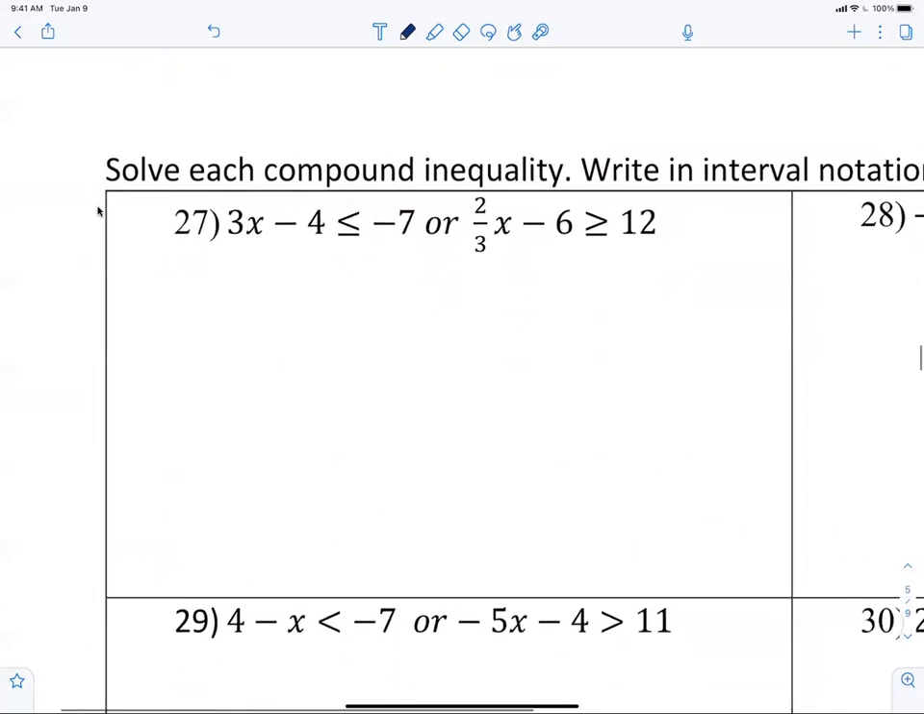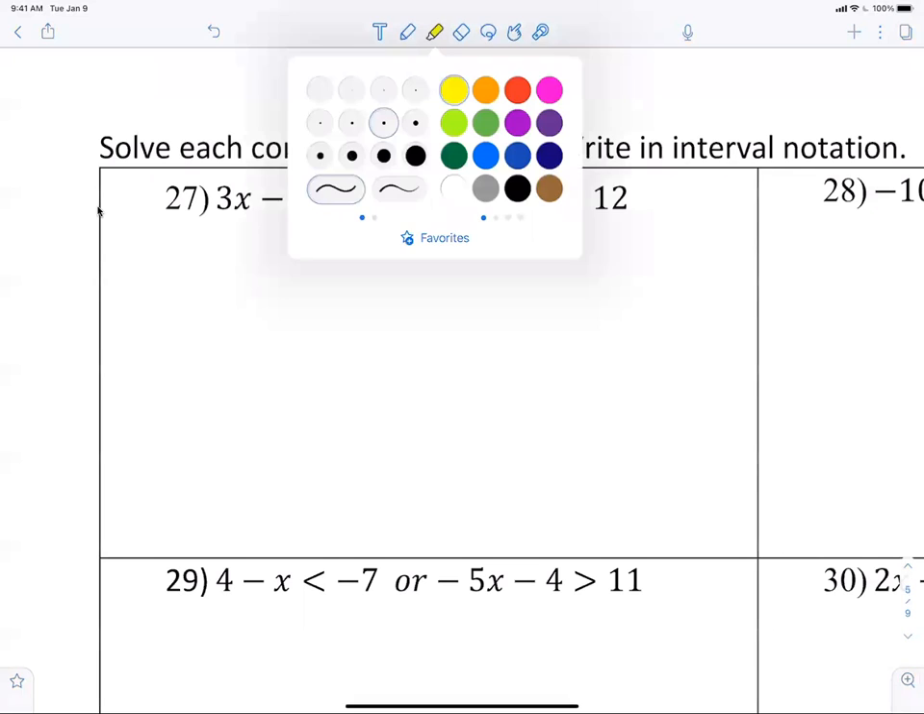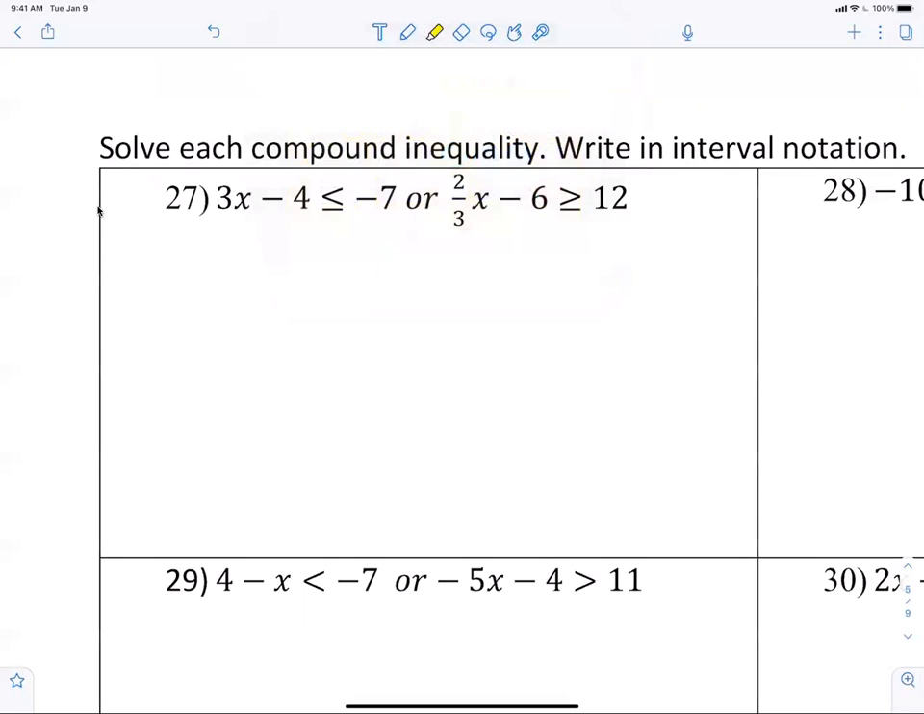Now we have our compound inequalities. Compound inequalities just basically mean there's two problems. That's all. So I have to do what in the first problem? Just to show you, I'm dividing it in half, making two problems.